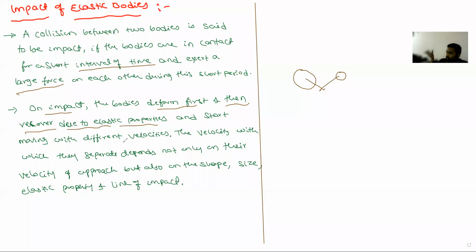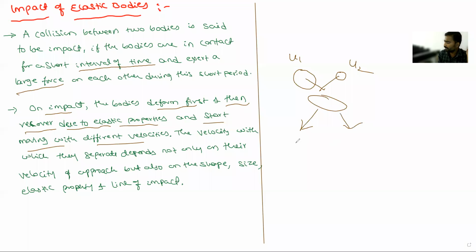You take a cricket ball. It is rubber, an elastic material. So whenever you hit the cricket ball to the wall, it will get deformed first, and afterwards it is going to recover its deformation. That entire process is called impact. First it is deformed and then recovers due to the elastic properties and starts moving with a different velocity. This body is coming with u1 and this one with u2 velocity. After impact, they will move away with velocities v1 and v2. But the initial velocity and final velocity are different.